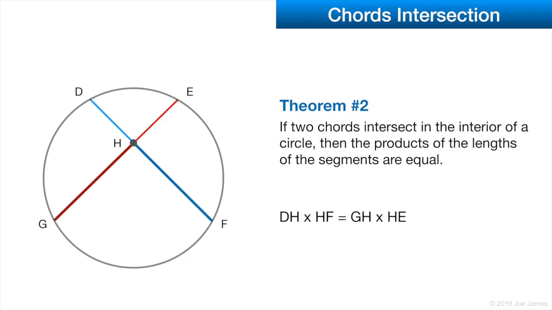Another theorem on chords intersection. We have almost exactly the same drawing here. If two chords intersect in the interior of a circle, then the products of the lengths of the segments are equal. So what does that mean? Well, DH and HF, in other words, light blue times bold dark blue, is equal to GH times HE, or bold red times skinny red. So long segment times short segment is equal to long segment times short segment, okay?